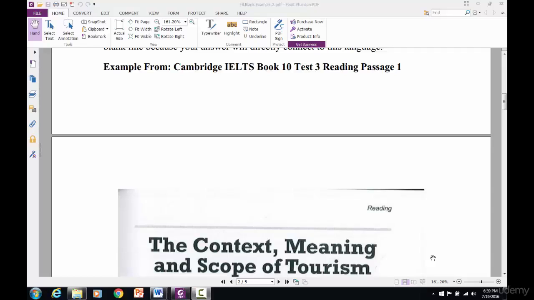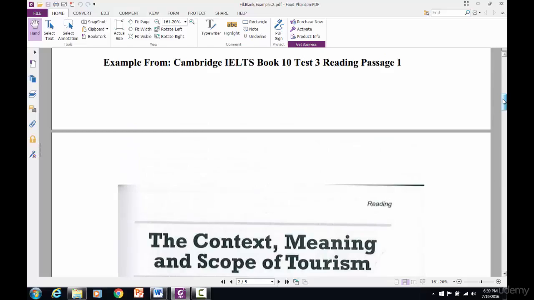Okay, so let's go through our next reading comprehension fill in the blank example. This example is coming from the Cambridge IELTS book 10, test 3, reading passage 1. Like I said, I encourage you to have the books so you can follow along with us. You can purchase the books online.